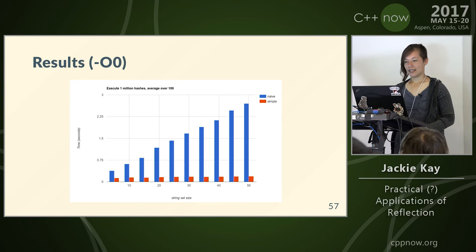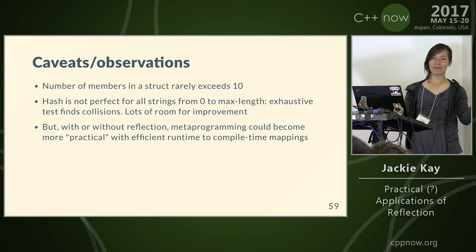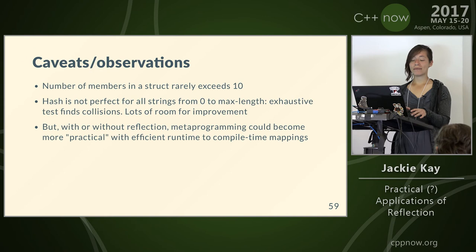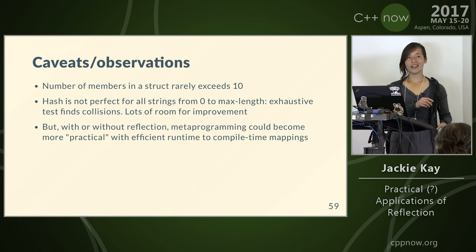Going back to string hashing, you might ask, this is barely even relevant to reflection. I don't disagree. There are also a lot of implementation caveats. In this use case, you'd want to have a hash from 0 to n characters for all strings, because imagine if your user is typing in program options at the command line and makes a typo. Well, that typo string is not in your string hash set, which I illustrated. So you actually want to be able to handle all strings, and if you want to handle all strings from 0 to n, that's a really, really big number.